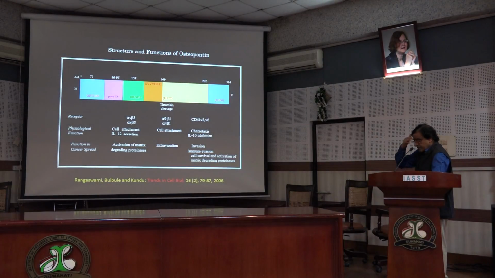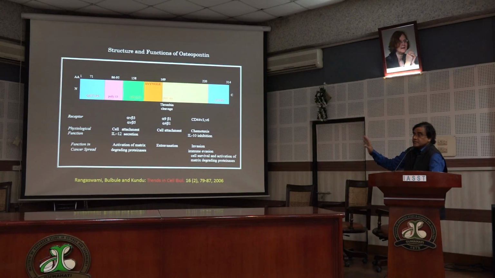So the type of genes and proteins we have been working on for the last 15-16 years are like a chemokine type of protein. They are ECM proteins, extracellular matrix proteins. One of these proteins is called osteopontin. By name you can see they are expressed in many bone-derived cells like osteoclasts and osteoblasts, and play a role in bone remodeling. They have some role in the cardiovascular system also.